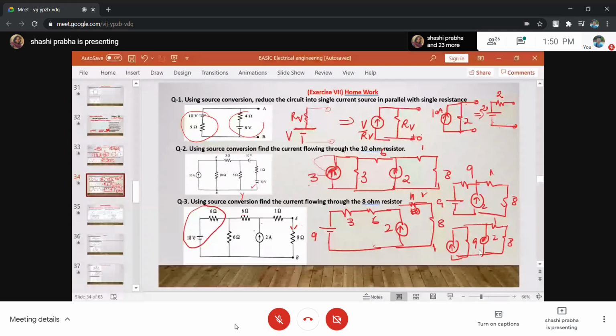and this 2 can be taken as 11 और 9, फिर से वोल्टेज सोर्स में कन्वर्ट कर दो, so again you will find single loop. So that way keep on converting.